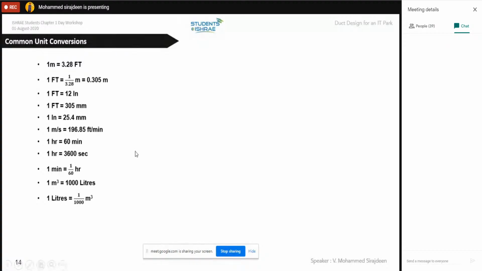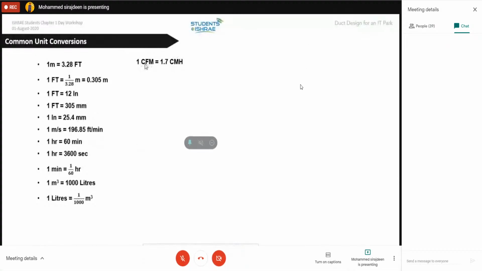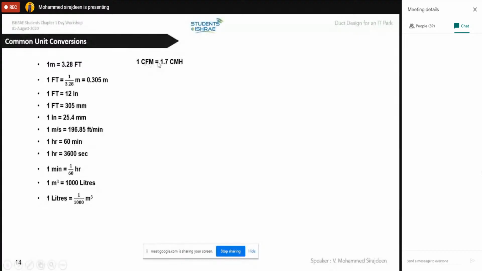So I just want to give you some activity. 1 CFM, that is 1 cubic feet per minute, is equal to 1.7 cubic meter per hour.